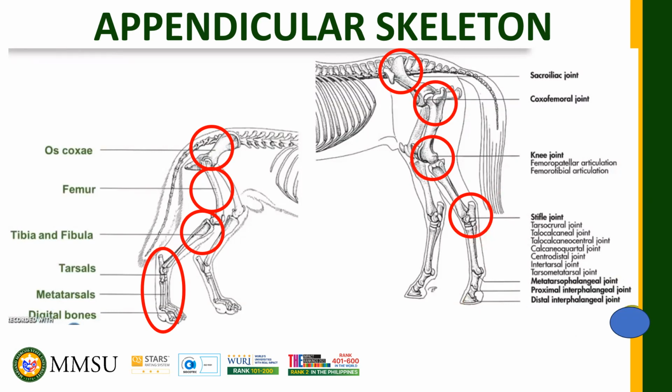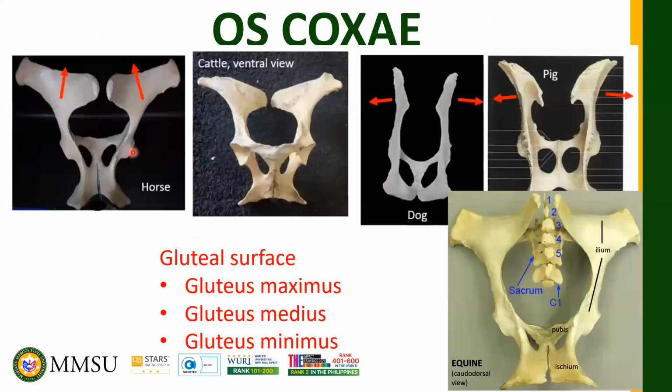Okay? So just like with your thoracic limb, the metatarsophalangeal joint is the fetlock, the proximal interphalangeal joint, that is the pastern, and then the distal interphalangeal joint, that is the coffin joint. Okay? So let's start with the os coxae of the animals. Usually yung os coxae, this is subdivided into three parts. We have the ischium, we have the pubis, and then we have the ilium.